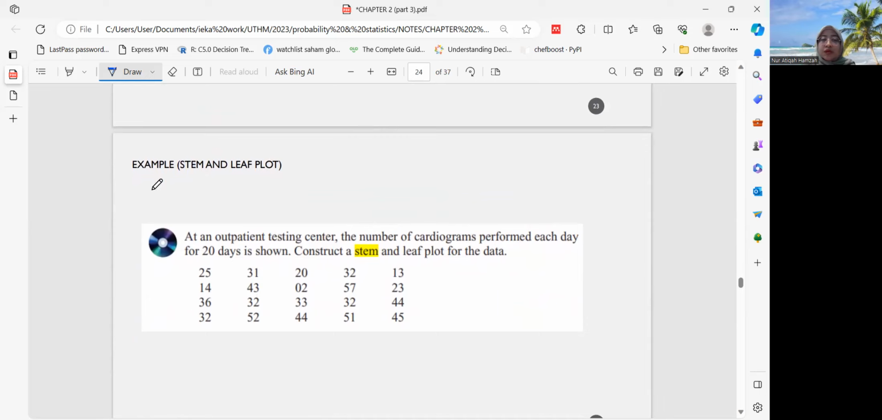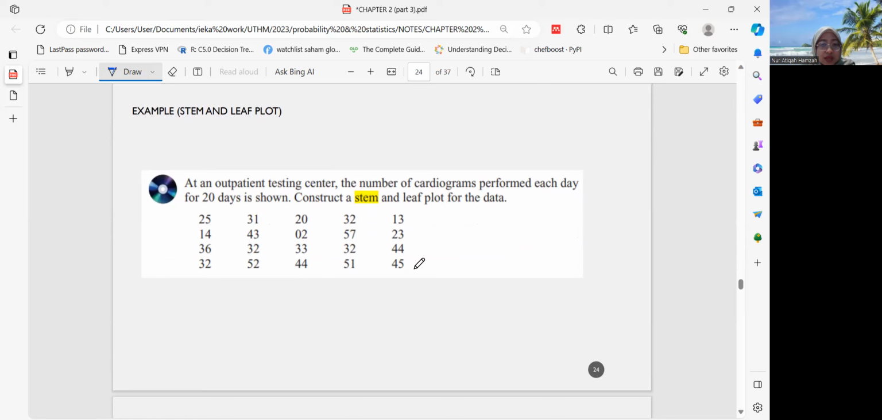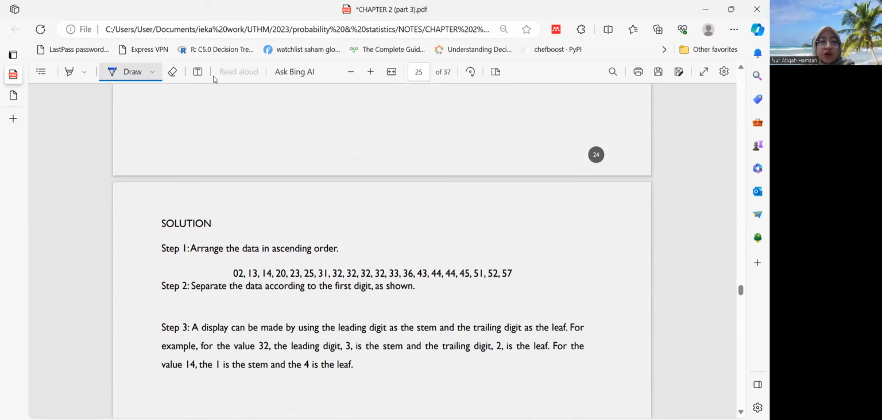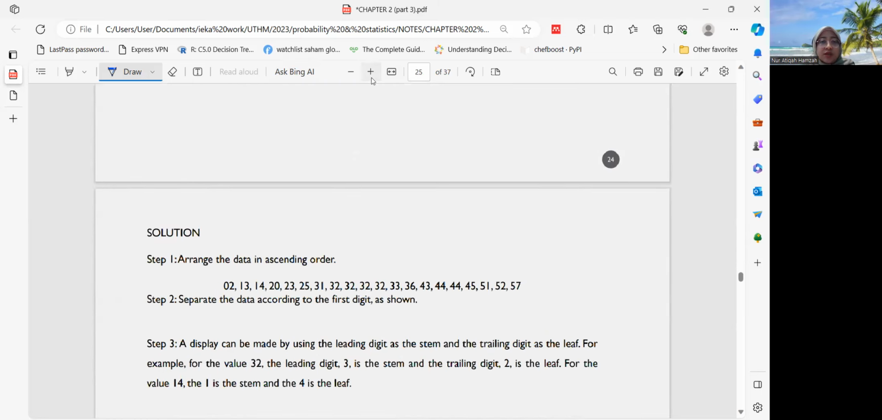So this is the example for stem and leaf plot data. Okay, this is the data. So at an outpatient testing center, the number of cardiograms performed each day for 20 days is shown. So this is the number of cardiograms for each day for 20 days. Okay, so when you want to construct the stem and leaf plot, you have to arrange the number in ascending order. Then you have to separate the data according to the first digit.